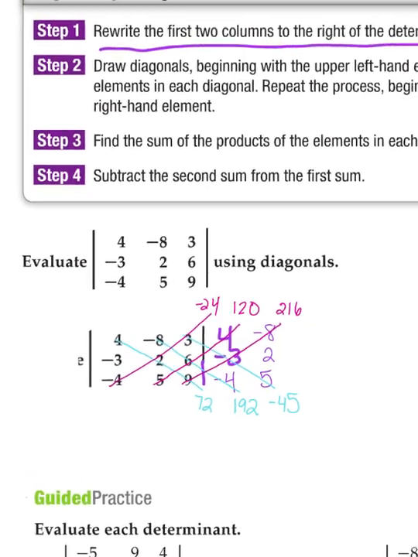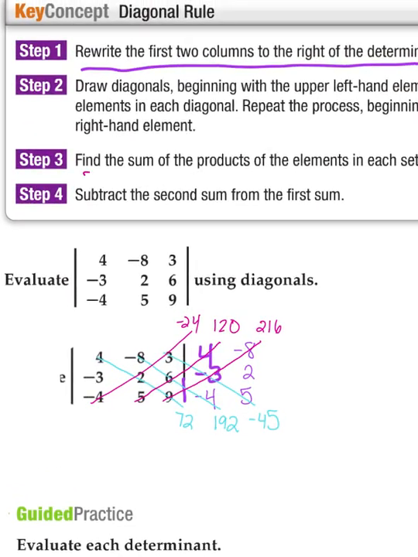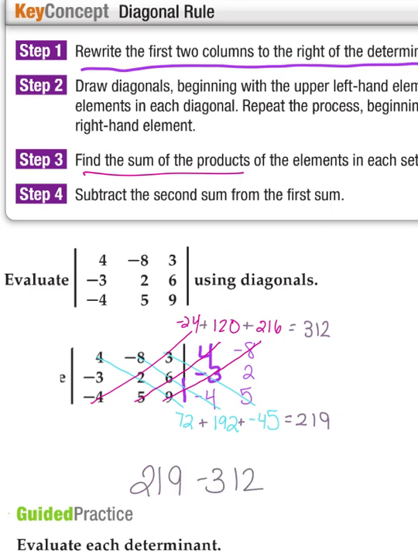All right, so then the next step, step 3, is to find the sum of those products. So you're going to add these together and add these together. Pay close attention to your negatives on your numbers. So this one's going to get me 312, and then the bottom one's going to get me 219. And then your last step is to subtract 219 minus 312. So it's always going to be bottom minus the top.